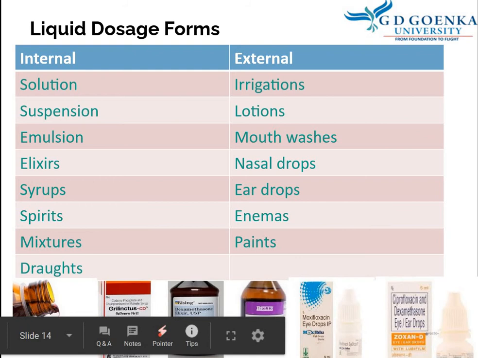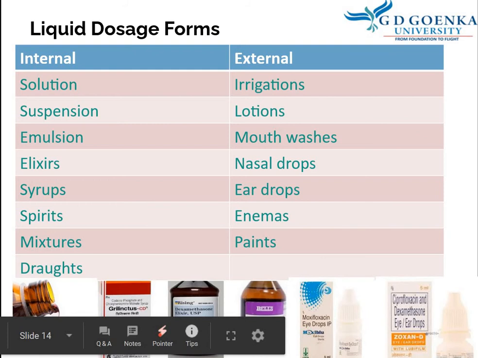Emulsions: in case both the dispersed phase and dispersion medium are liquid. The emulsions are prepared in two ways, oil in water and water in oil. Elixirs are hydroalcoholic sweetened preparations. In case the active drug substance is not soluble in the vehicle or the continuous medium, elixirs are prepared wherein the active drug substance is dissolved in alcohol.